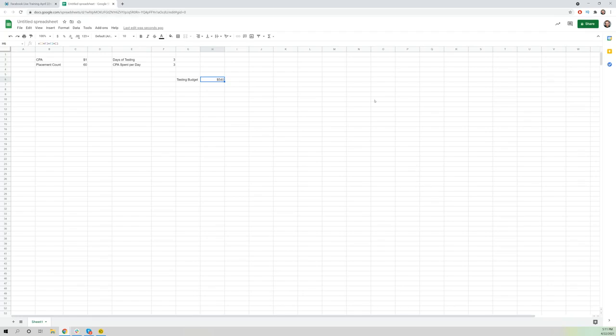All right. So you can do this calculation for yourself. The only things that you really need are the payout, so the CPA, and the placement count. If you know those 2 things, you can calculate what is your optimal testing budget.